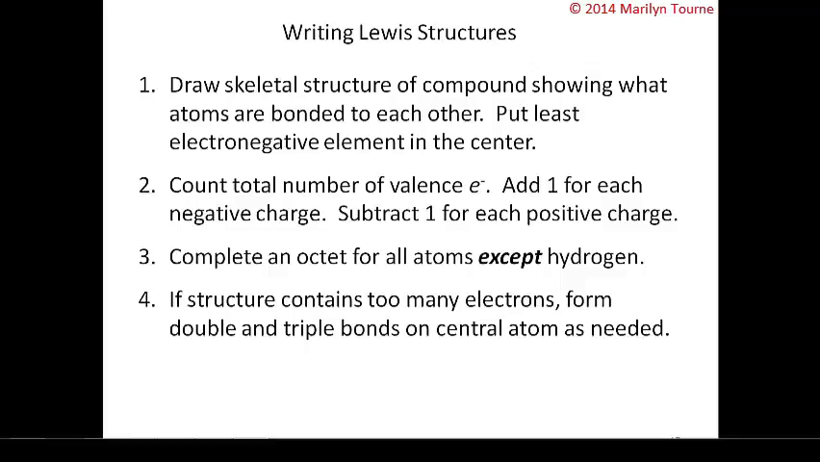Rule number 3. Complete an octet for all the atoms except hydrogen, of course, because hydrogen can only hold 2, so it's full at 2. And then number 4, if the structure contains too many electrons after you complete everybody's octet, then you can start making the double and the triple bonds on the central atom as needed. So those are very general rules, so let's go ahead and do some problems.